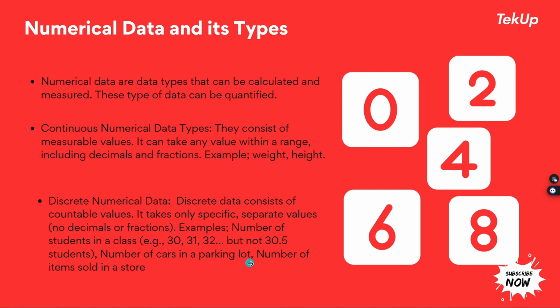Another example is the number of items sold in a store. Let's say, for example, we have 10 bottles of Pepsi in the Walmart store. At the end of the day, they can only sell 10 bottles of Pepsi, 8 bottles, or 5 bottles. There's no way they can sell 9.5 bottles of Pepsi.